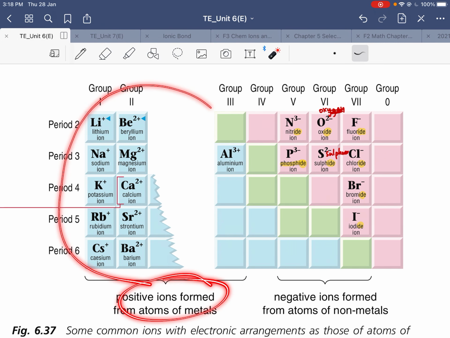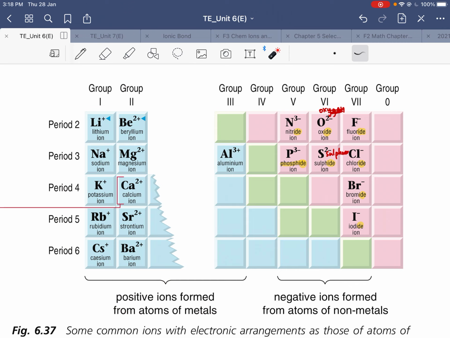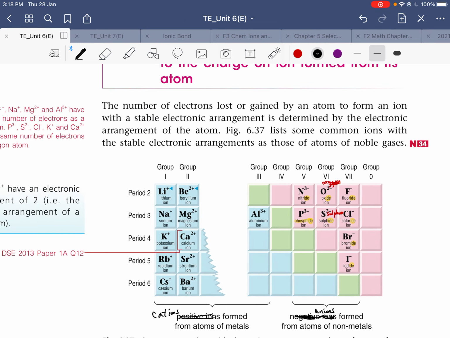So you can see for metals, generally they will form cations. Wait, I don't think positive ion is a good word, I just call it cations. Cations will be formed from the atoms of metals. And for the non-metals, the atoms will form anions. So cations for the atoms of metals, and anions for the atoms of non-metals.